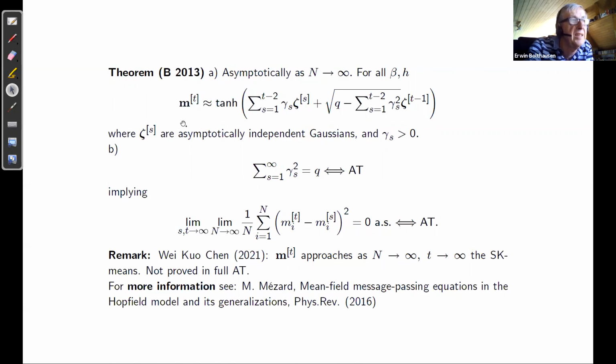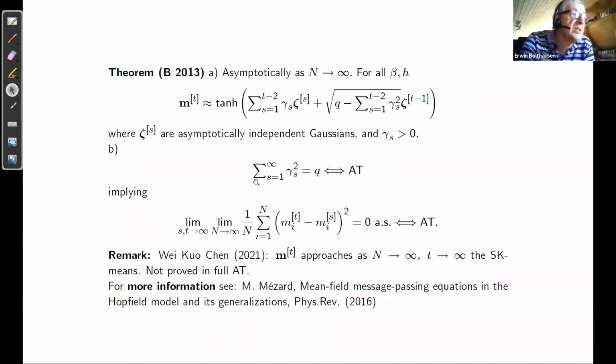You see, I'm having capital N of these components here. There's a non-trivial covariance structure which you can compute here. But they are independent in s, and they are not changed with the iteration. If you're increasing from t to t plus 1, you still have the same variables as before, but you are adding a new independent one. And then it turns out, and that's true for all beta and h, that the sum of these gamma_s squared is always smaller or equal to this parameter q I have written before, but it's equal to q if and only if the AT condition is satisfied. Which would then mean that if and only if the AT condition is satisfied, this part goes to 0, and this means that the iteration stabilizes.